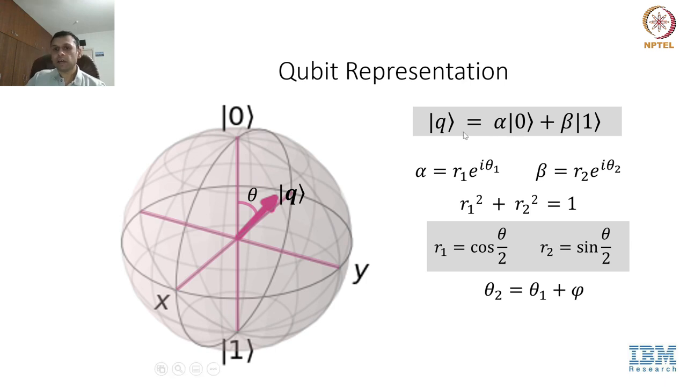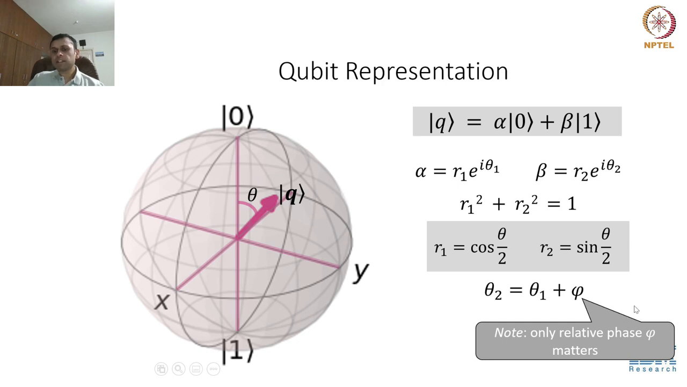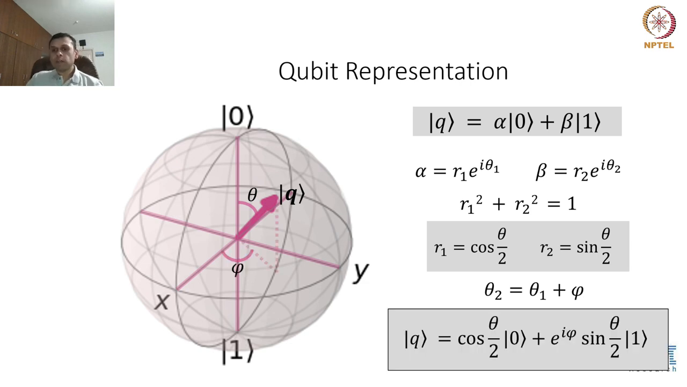Now let's consider our argument part or the complex part. So we have theta 1 here and we have theta 2 here, right? Associated with alpha and beta respectively. Without loss of generality, we can assume theta 2 equals theta 1 plus some angle phi. And note that only this relative phase phi matters, because whatever be theta 1 and theta 2, they will have some difference with each other, right? So if in this expression we set theta 1 to be 0, then theta 2 simply becomes phi, or the difference between theta 2 and theta 1.